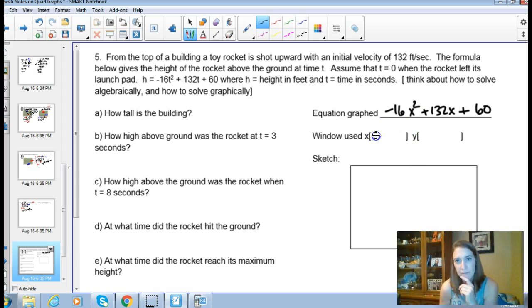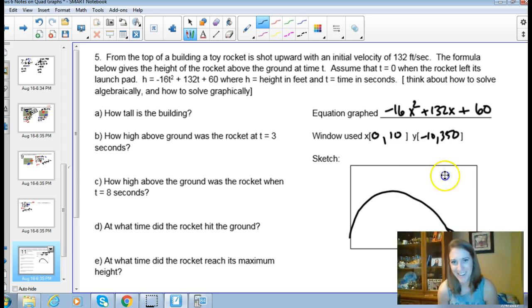The x's went from 0 to 10. We left it like that. And then we went -10 to 350 for the y's. Drawing a sketch. Notice it does not start at 0. It starts higher than 0. Pretend that was supposed to look like a parabola.